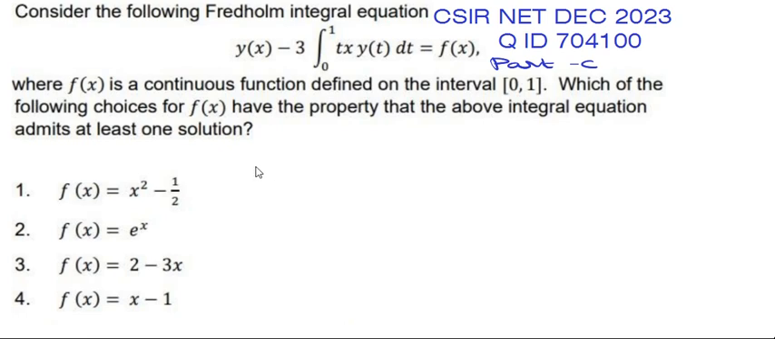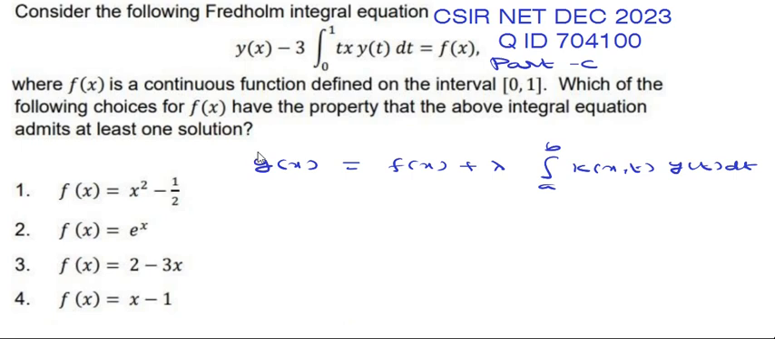So the general form of Fredholm integral equation is this one: y of x equal to f of x plus lambda integral a to b k of x comma t y of t dt, and maybe some other function h of x may be multiplied here, where h of x, f of x, k of x comma t are known functions and lambda is the known parameter, and y of x is the unknown function that we need to find.